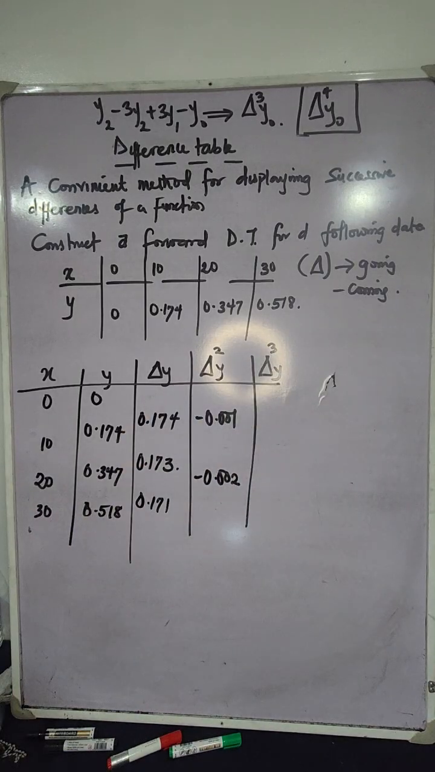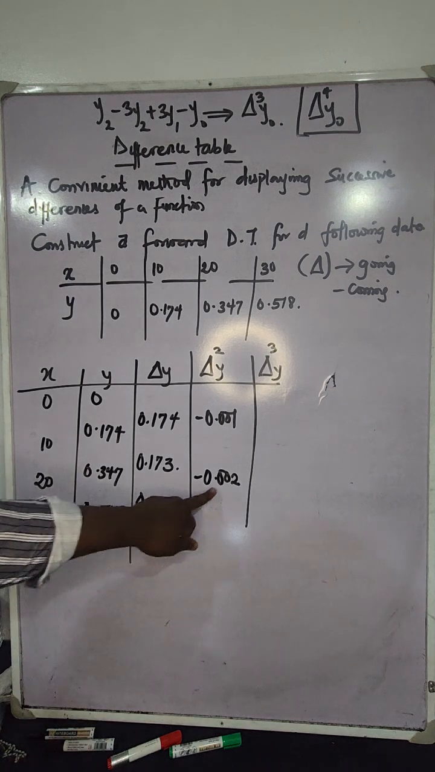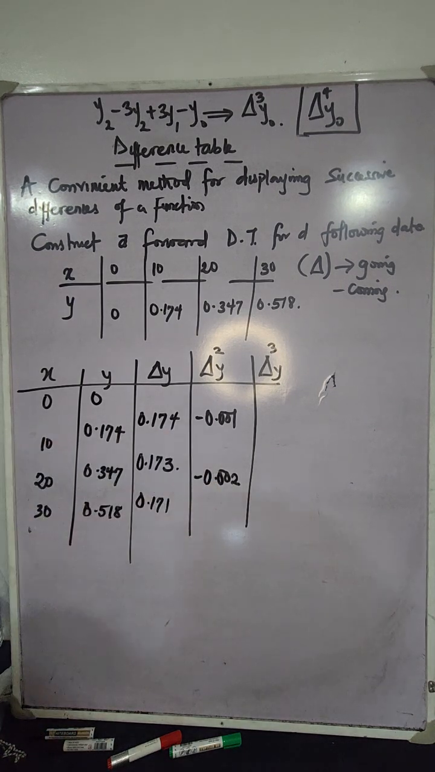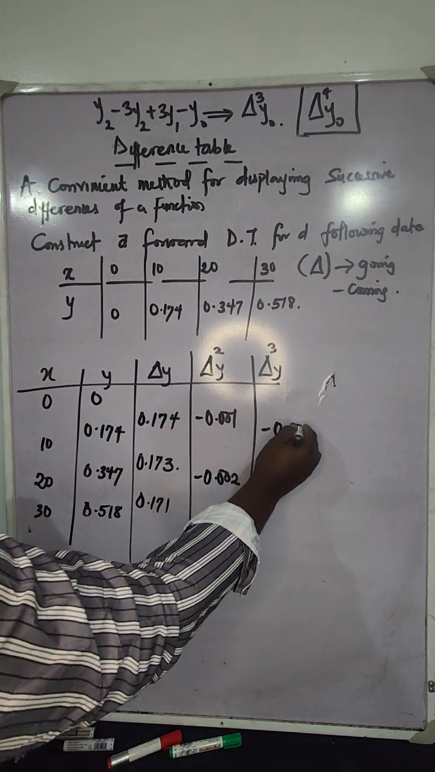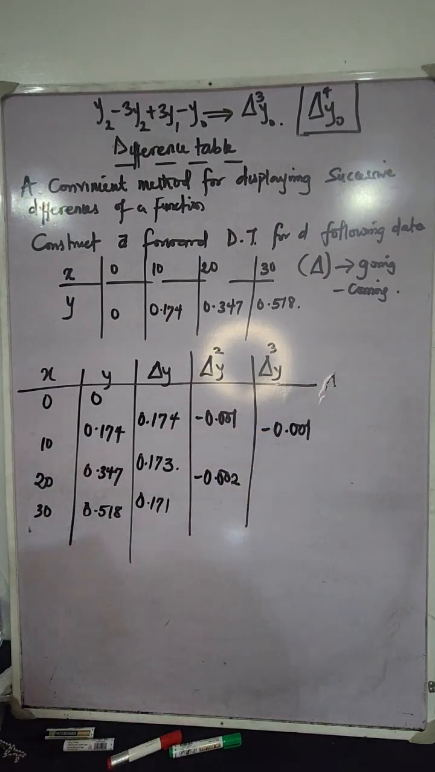And then we have the forward difference cubed of y. The forward difference cubed of y means this, where we are going to minus where we are coming from. We have minus 0.001. Did you see that? All these are put together to make us understand how a difference table works. So this is how a difference table should be plotted in case you are asked in your test or your exam: construct a forward difference table. This is how it's going to look like.